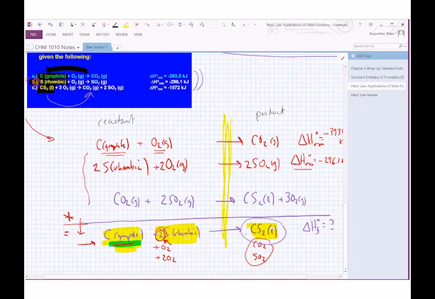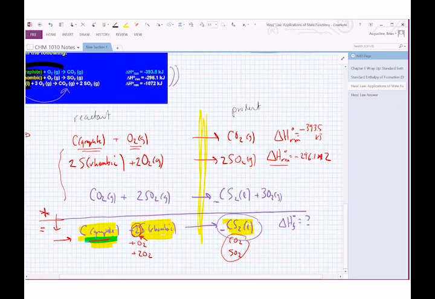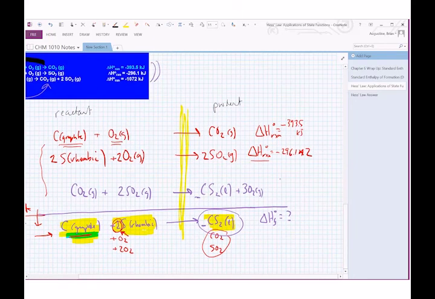I've got one of these, that looks good. But what happened? I flipped this reaction around. And remember, when you flip it around, I got to change the sign. So now it's plus 1072 kilojoules.